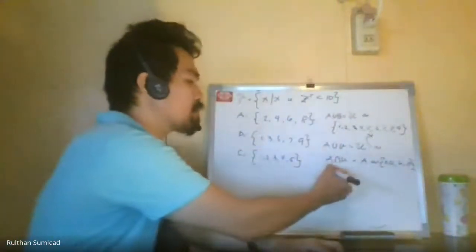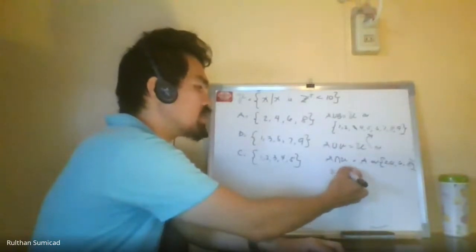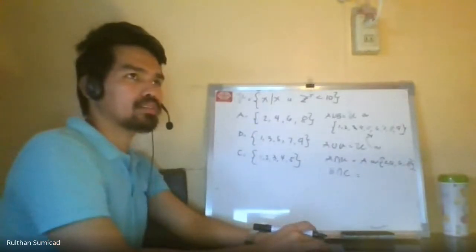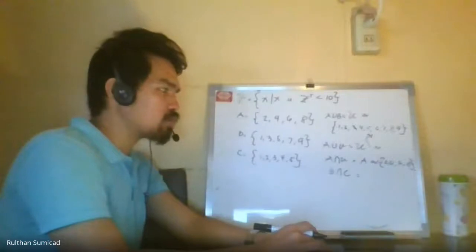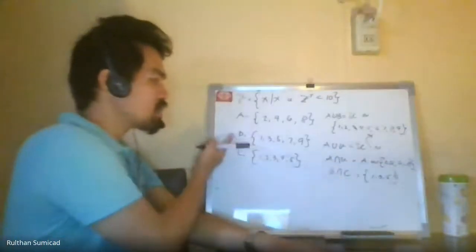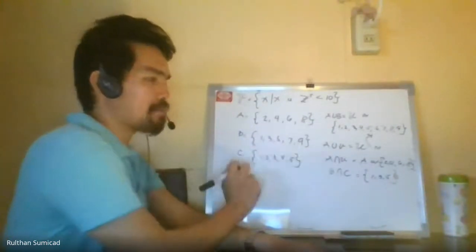Next question, what is B intersection C? Volunteer. 1 and 3, sir. Okay, our answer is, are you sure? 1, 3, 5. Okay, that is 1, 3, 5, because between B and C, the two sets, the common elements are 1, 3, and 5.